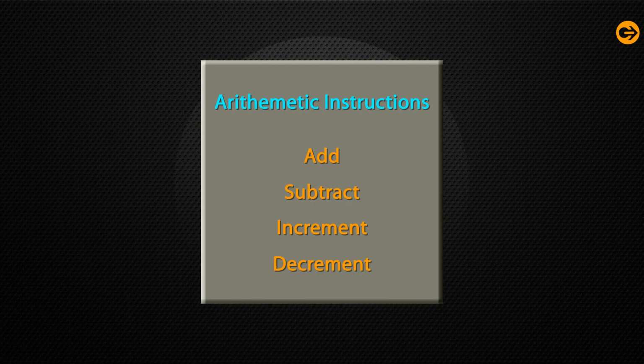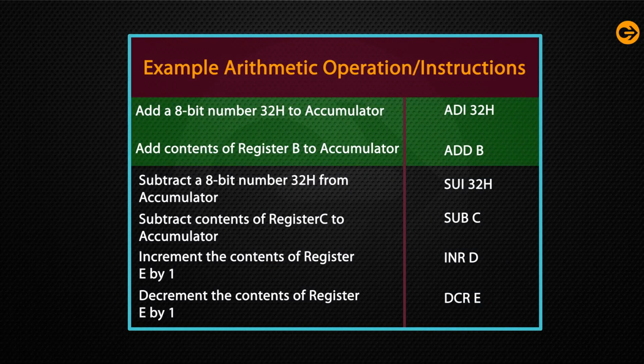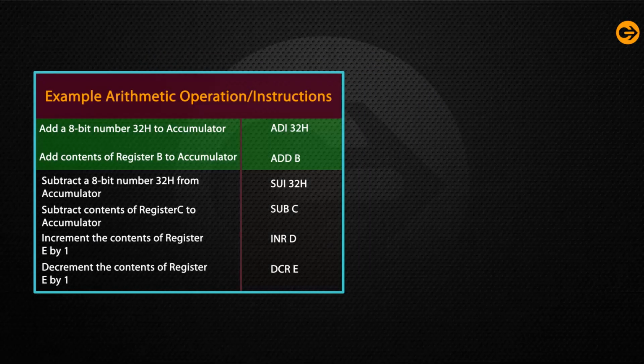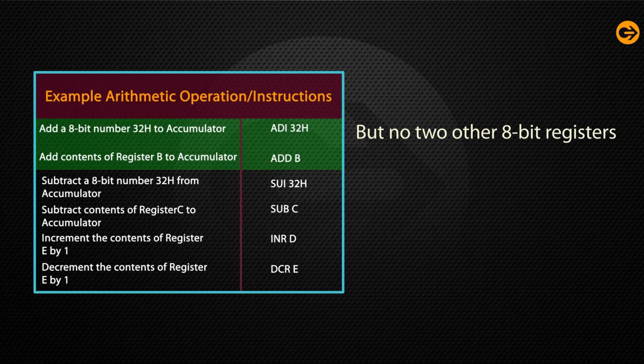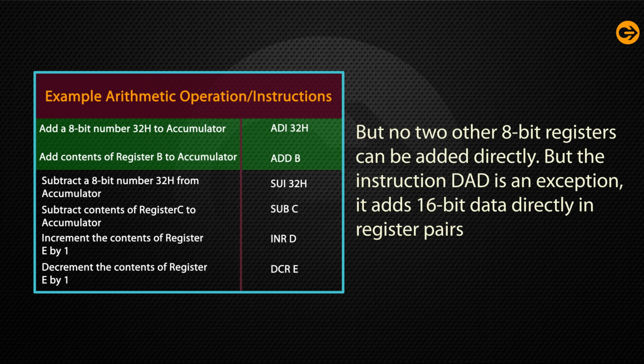Arithmetic operations. As its name indicates, these instructions include arithmetic operations such as addition, subtraction, increment, and decrement. Addition. Any 8-bit number or the content of a memory location or the content of a register can be added to the contents of the accumulator and the sum is stored in the accumulator. But no two other 8-bit registers can be added directly. But the instruction DAD is an exception. It adds 16-bit data directly in the register pairs.